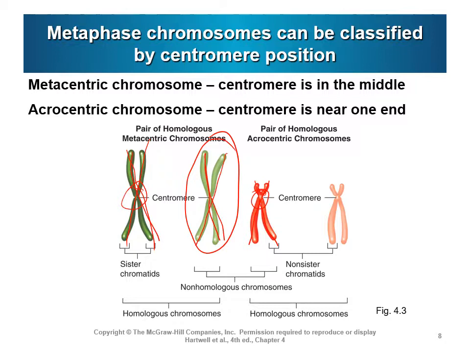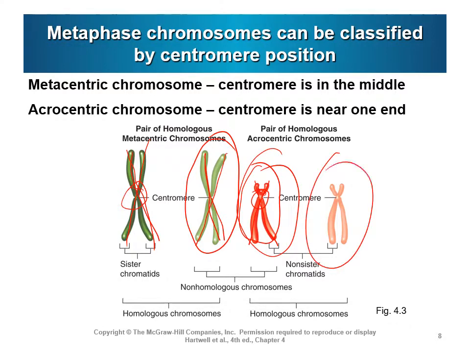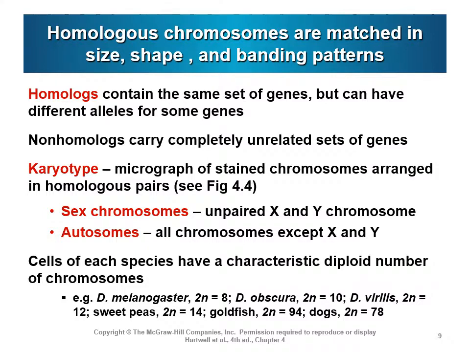Metacentric and acrocentric chromosomes are non-homologous chromosomes, where two acrocentric or two metacentric are homologous chromosomes to each other. Homologs contain the same set of genes, but they can have different alleles for some genes. Non-homologs carry completely unrelated sets of genes.